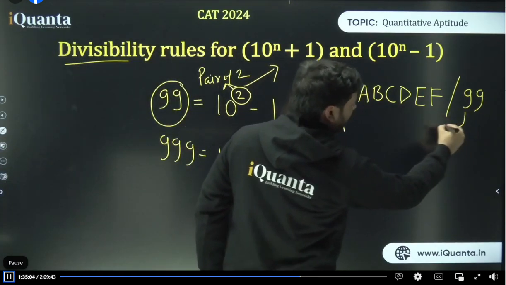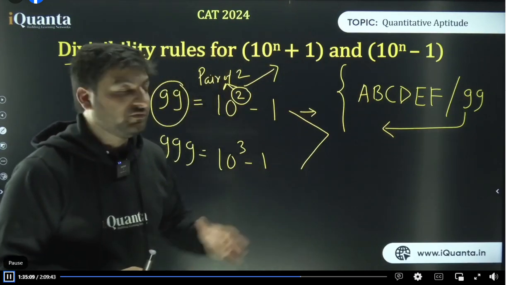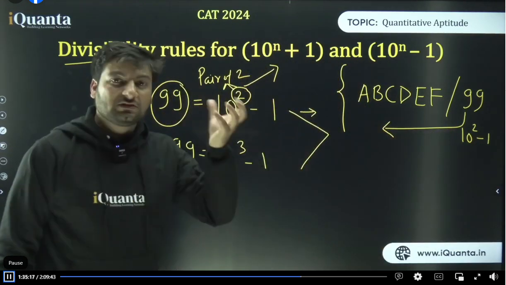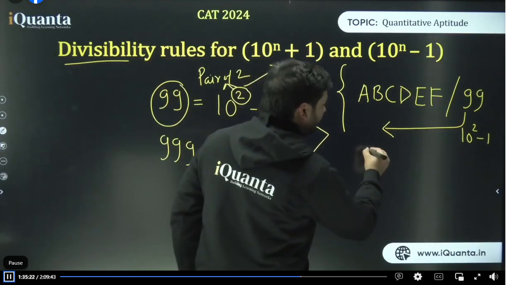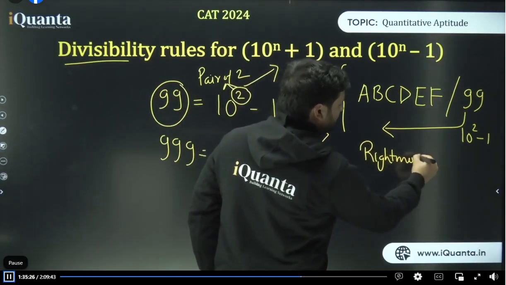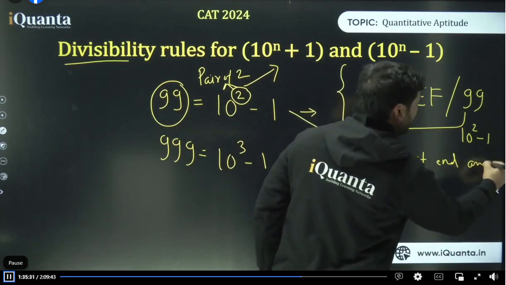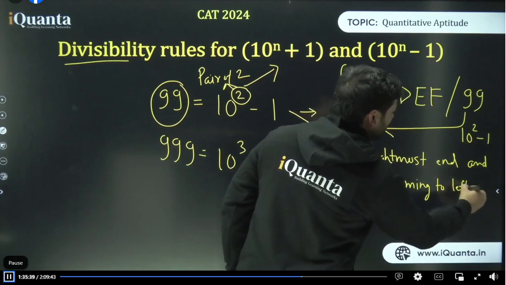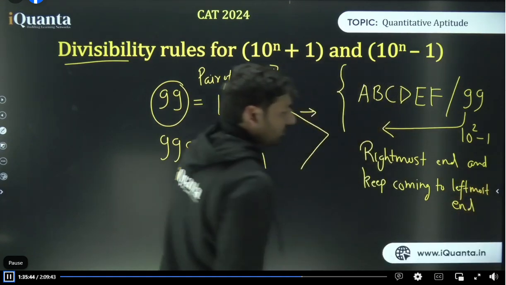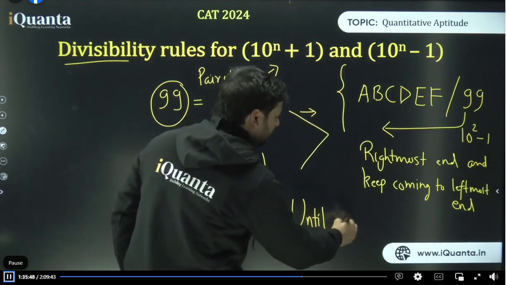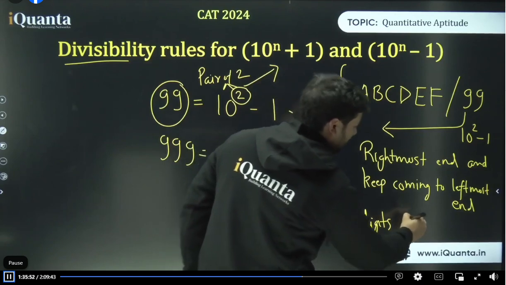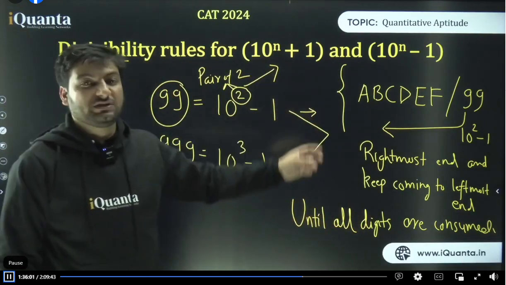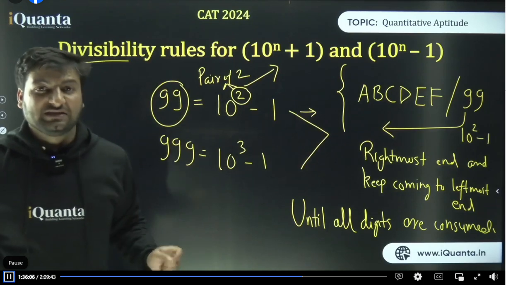When you are checking whether a number is divisible by 99, which is of the form 10 to the power 2 minus 1, the power of 10 here is 2, so you will make a pair of 2. The first thought that should strike your mind is to make a pair of 2, but from where? From the rightmost end, and keep coming to the leftmost end until all digits are consumed. Please try to absorb this. This statement is going to help you in all such questions. You will take less than 10 seconds to find out answers in such cases. We'll see that in the next question.